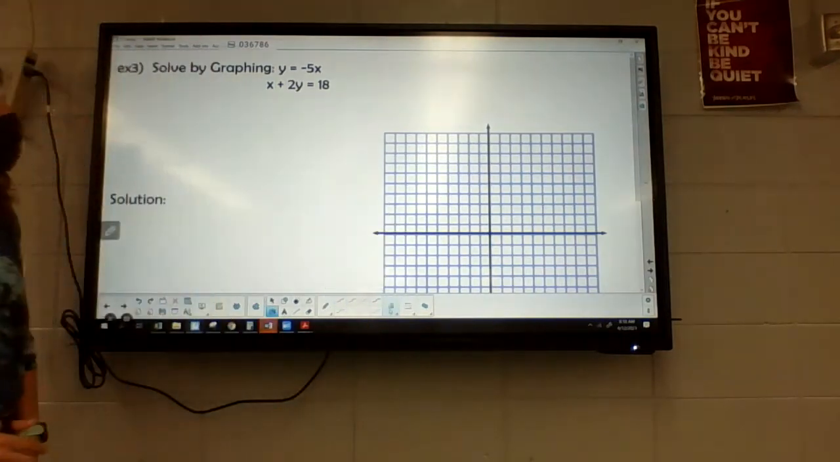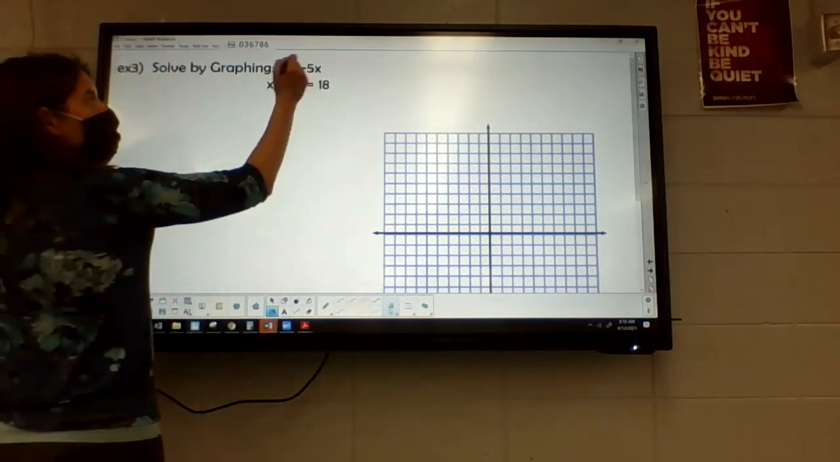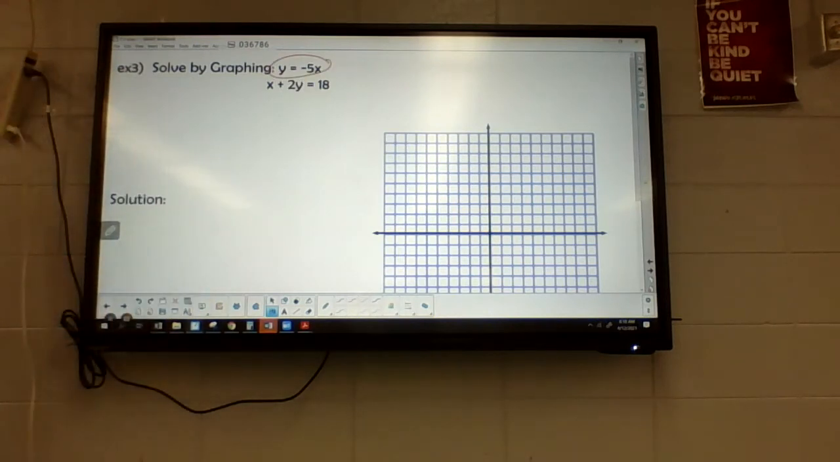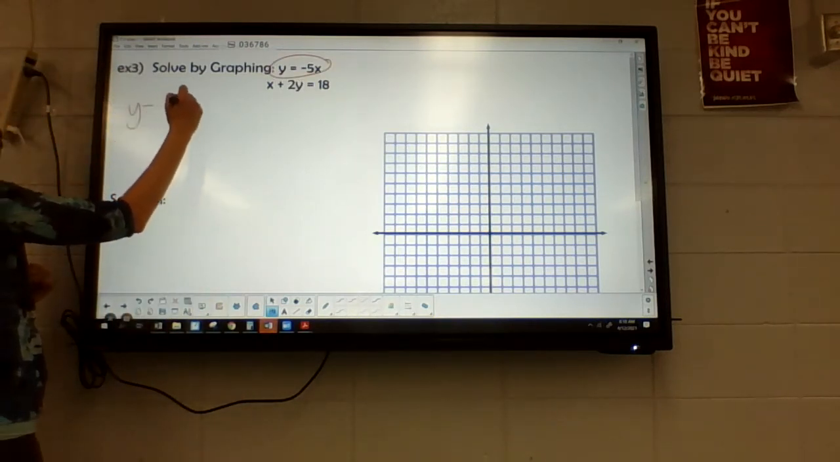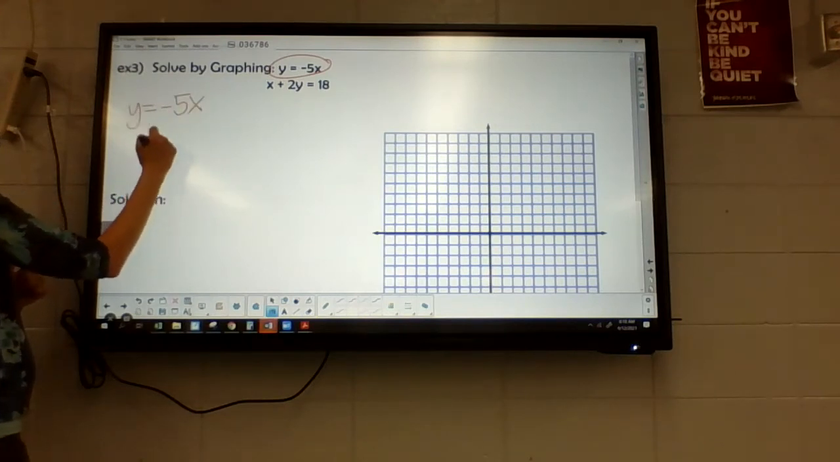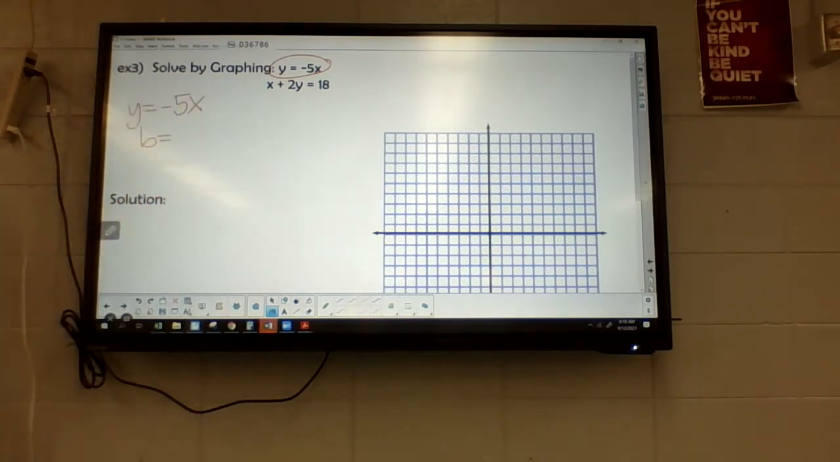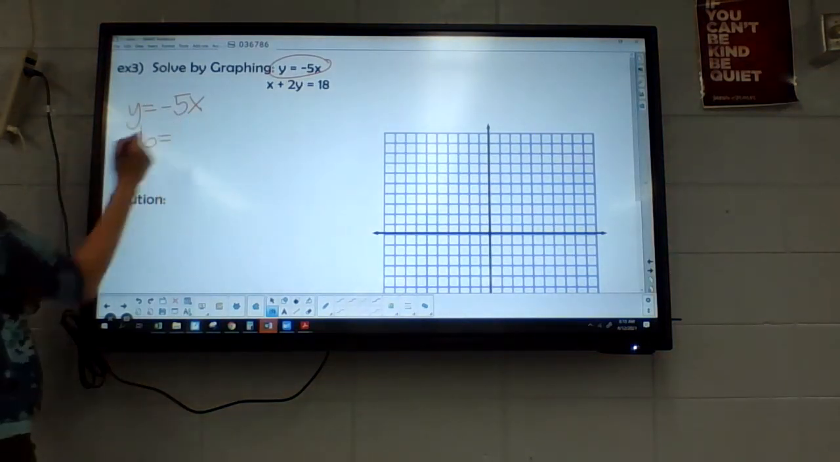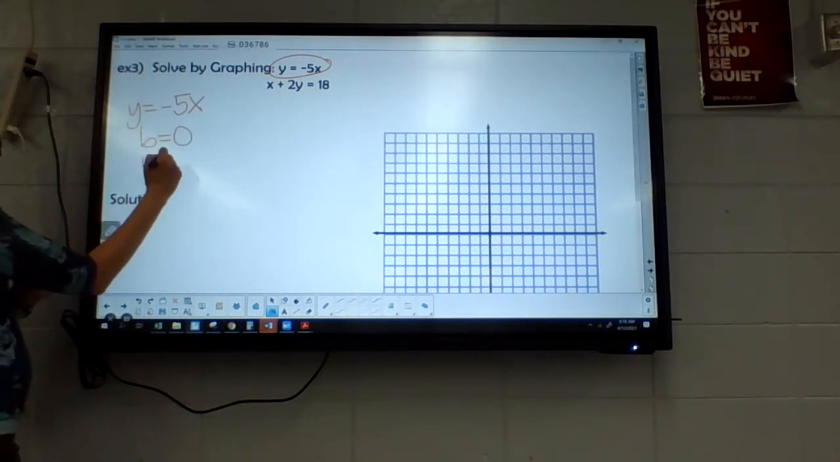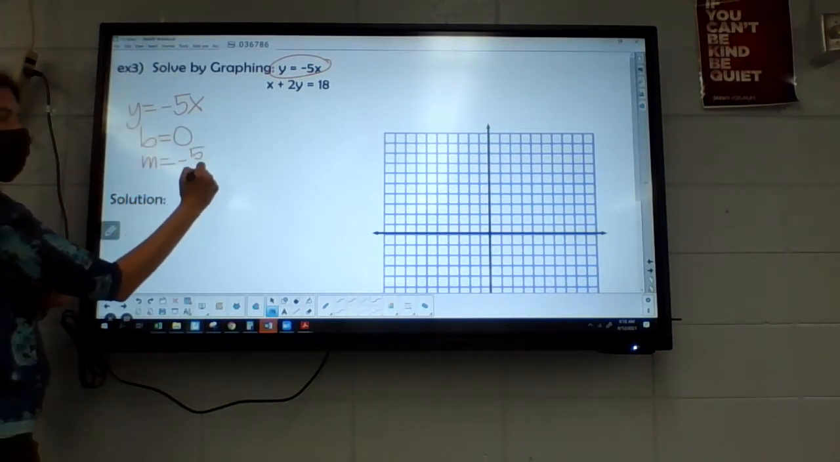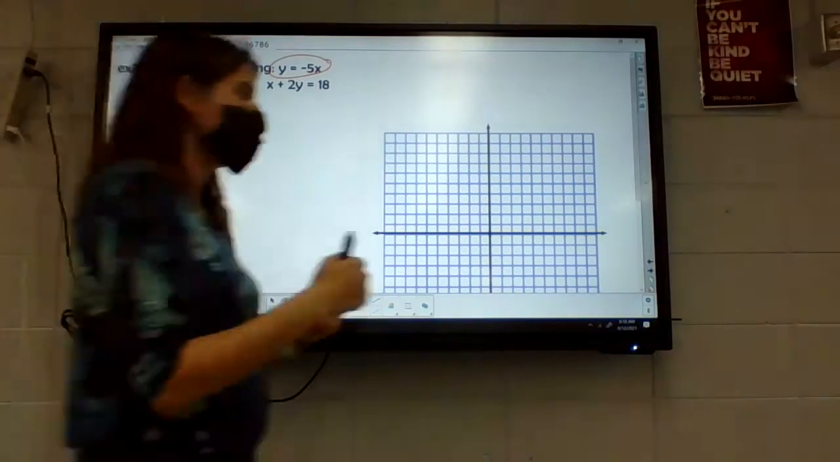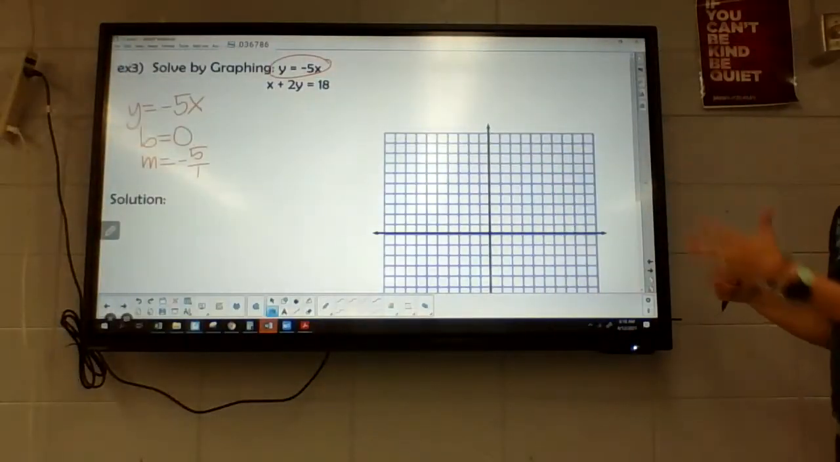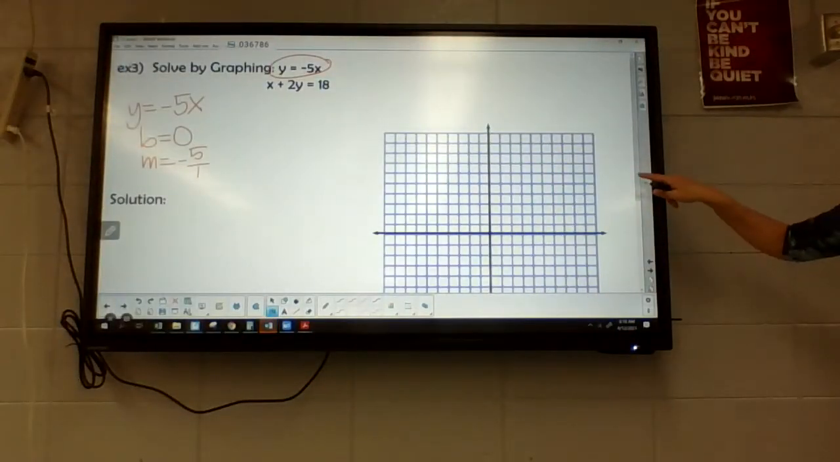Okay, so this first one is actually already in slope-intercept form for us. It's y equals negative 5x. Now careful, what's our b in this case? b is 0, there is no b. So this one's going to start at the origin, and then my slope is negative 5 over 1. So I know I have to have a pretty steep downhill slope.